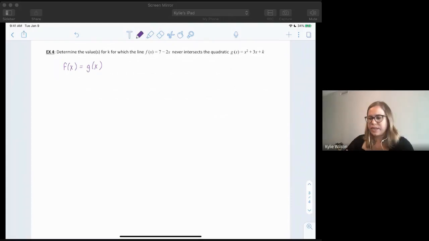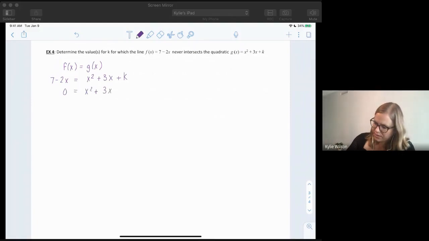So let's fill that in. f of x is 7 minus 2x, and g of x is x squared plus 3x plus k. And now let's set it equal to 0. Even if we're not fully solving, but we're using the discriminant, we always need to have it equal to 0. Now let's just collect some like terms.